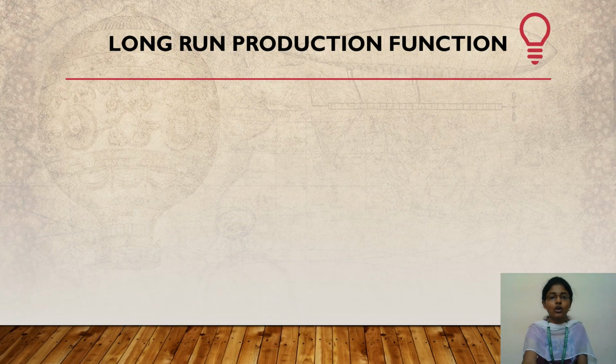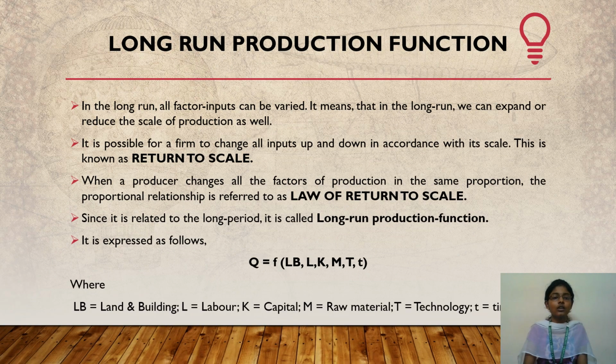Let's see about the long run production function. In the long run, all factor inputs can be varied. It means that in the long run, we can expand or reduce the scale of production as well. It is possible for a firm to change all inputs up and down in accordance with its scale. This is known as return to scale. When a producer changes all the factors of production in the same proportion, the proportional relationship is referred to as the law of return to scale.